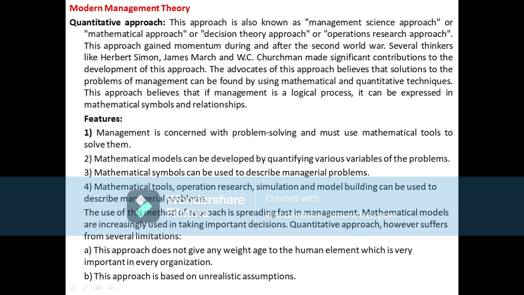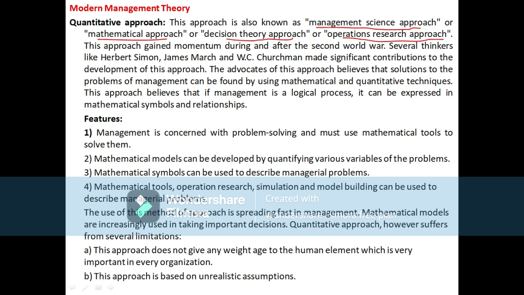Coming to the first one, which is the quantitative approach. What does quantitative approach mean? This approach is also known as the management science approach, or mathematical approach, or decision theory approach, or operations research approach. Quantitative approach came into existence during and after the Second World War.